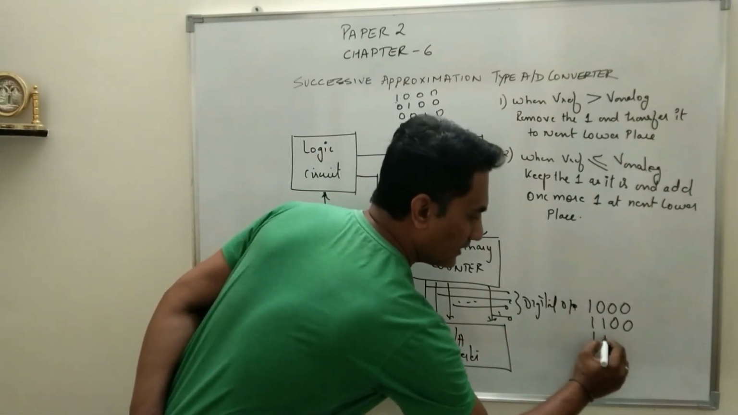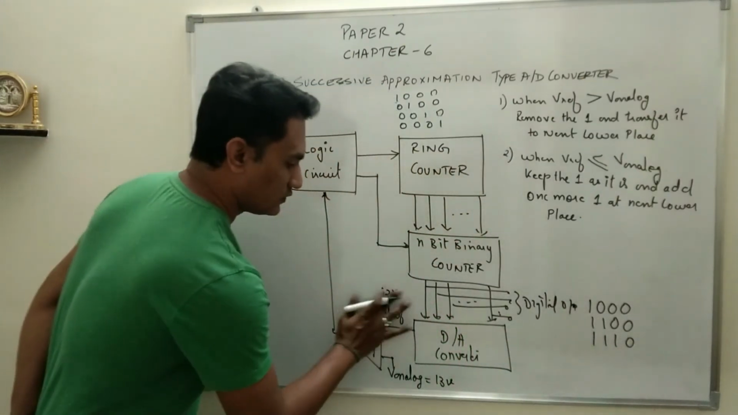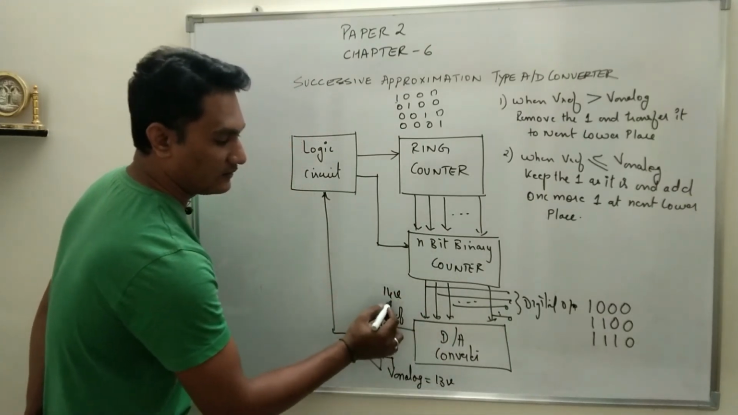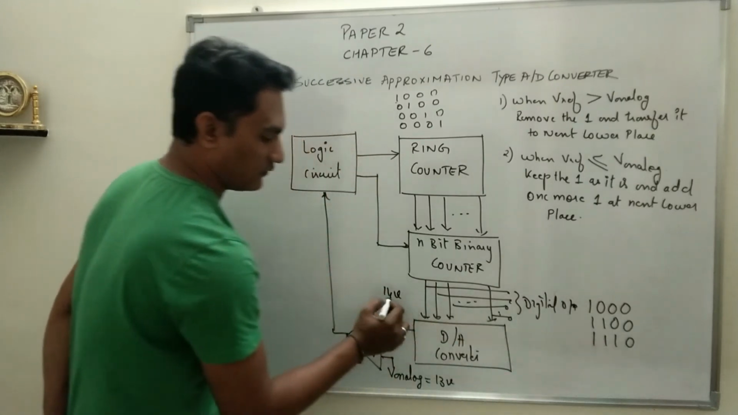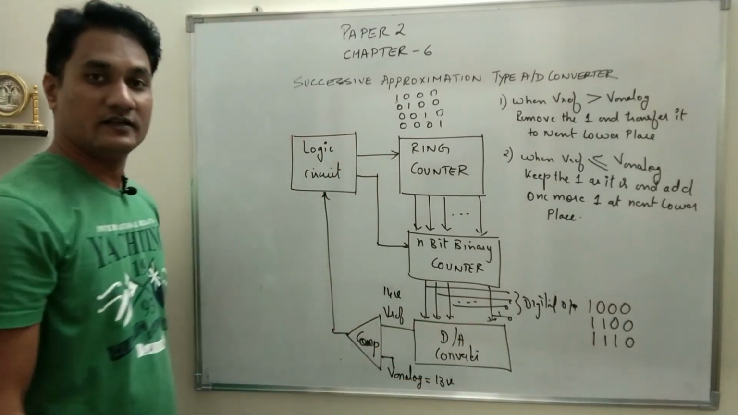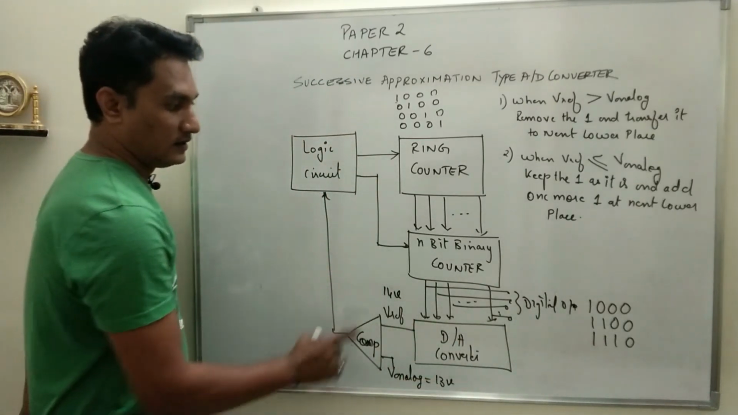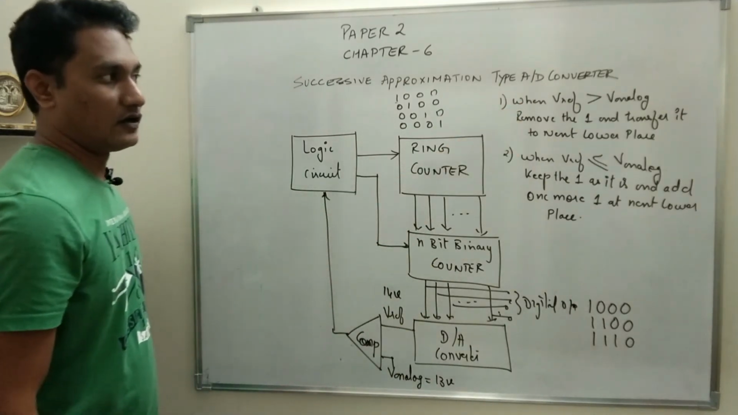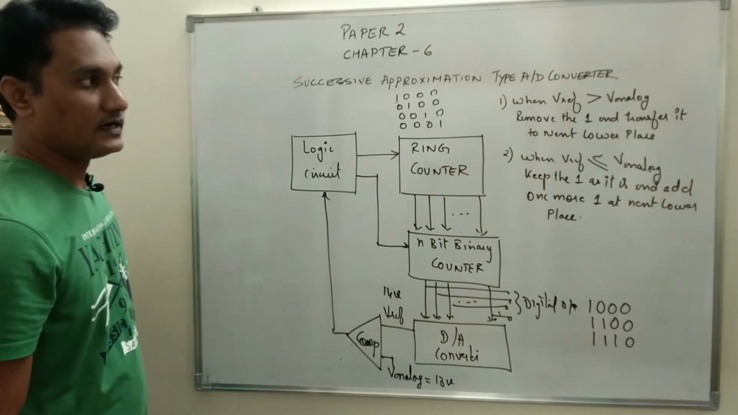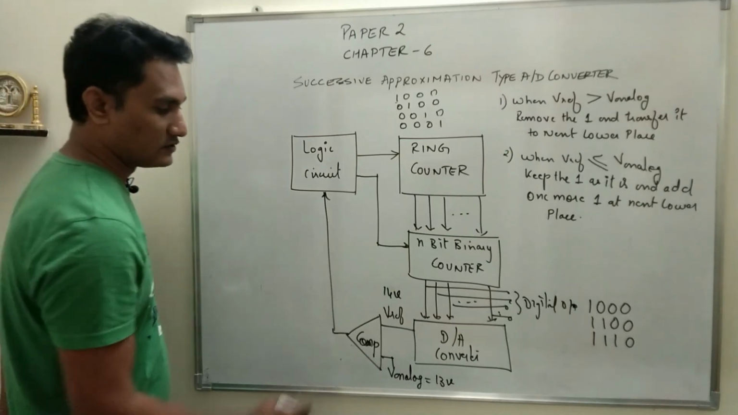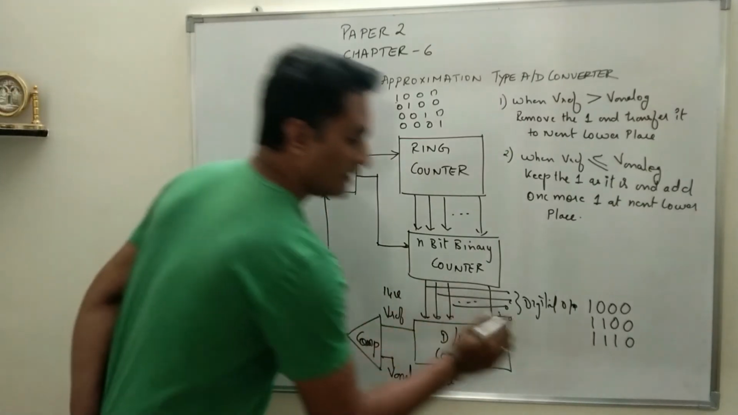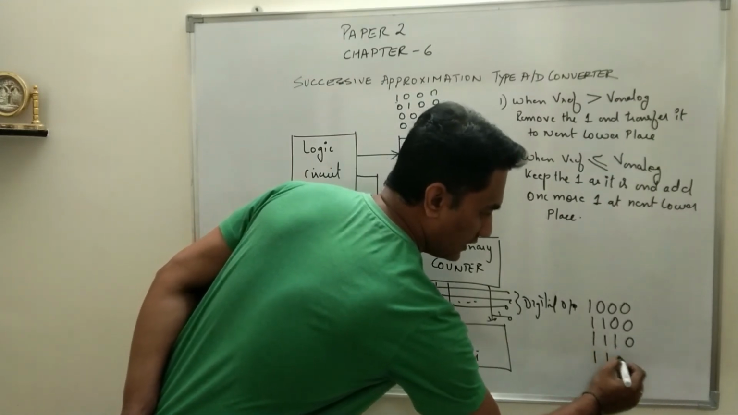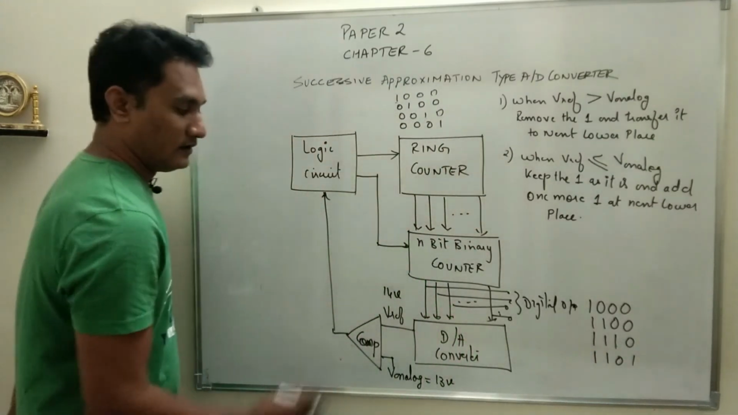So the value will be 1 1 1 0. So the analog voltage of the D to A converter will be 14 volt. 1 1 1 0, 14 volt. 14 volt compared with 13 volt. Now the first condition prevails, when V reference is greater than V analog. What has to be done? Remove the 1 and transfer it to the next lower place. So this 1 has to be removed and it is to be transferred to the next lower place.